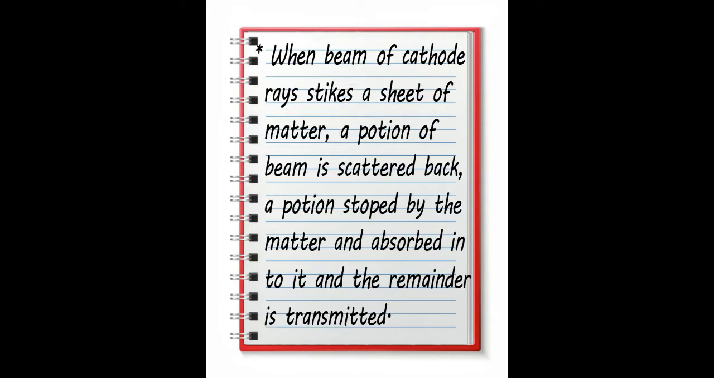When a beam of cathode rays strikes a sheet of matter, a portion of the beam is scattered back, a portion is stopped by the matter and absorbed into it, and the remainder is transmitted.